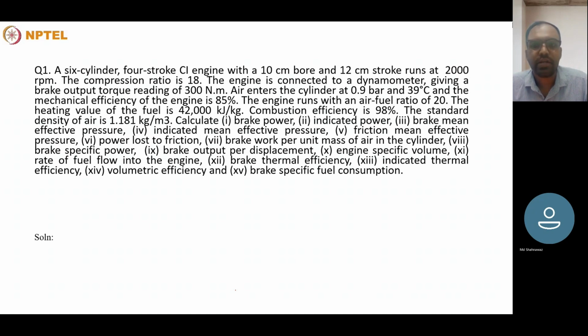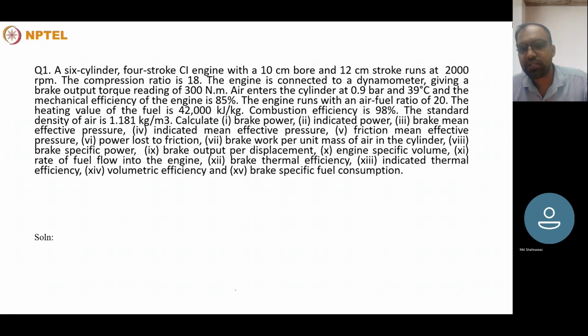The engine runs with an air-fuel ratio of 20. The heating value of the fuel is 42,000 kilojoule per kilogram. Combustion efficiency is 98%. The standard density of the air is 1.181 kilogram per meter cube. We need to calculate the brake power, indicated power, brake mean effective pressure, indicated mean effective pressure, friction mean effective pressure, power loss to friction, brake work per unit mass of air in the cylinder, brake specific power, brake output per displacement, engine specific volume, rate of fuel flow into the engine, brake thermal efficiency, indicated thermal efficiency, volumetric efficiency, and brake specific fuel consumption.